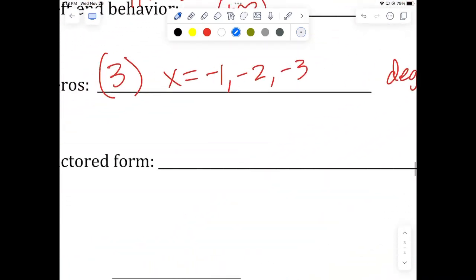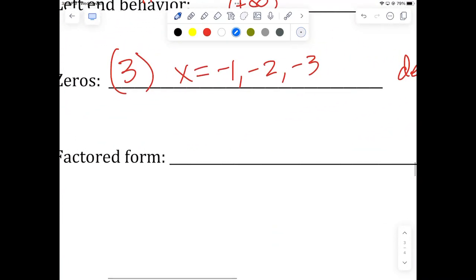Okay, so I can come over here now, and in factored form, I can write my equation. F of x, we give it a name. The leading coefficient we said was -3, so we'll put that in front. And then we just write the 3 factors, x plus 1, x plus 2, x plus 3. That's the answer in factored form. Your leading coefficient times your 3 factors from the 3 roots that we got.